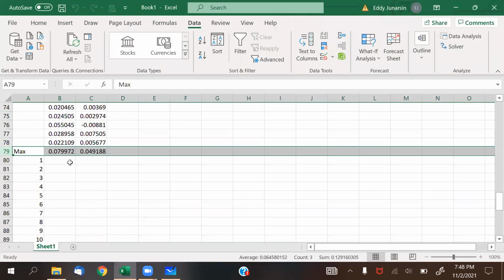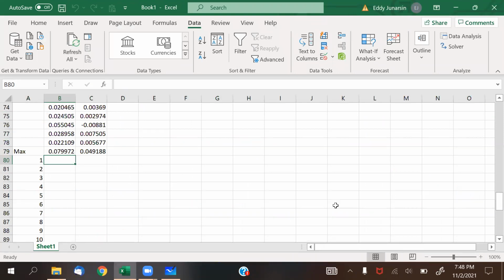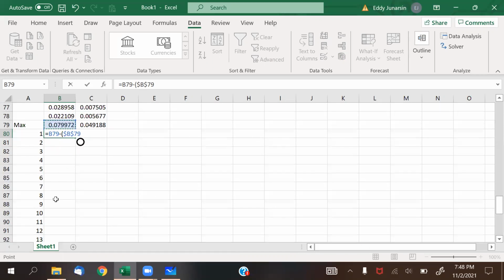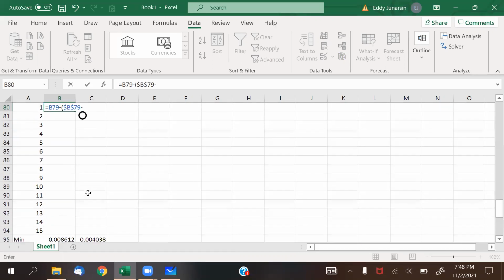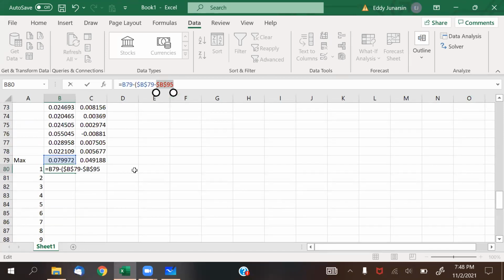How to do it? It's just mathematical logic. Like I can do it this way, let me think about it. Maybe the previous number minus the maximum value. But remember to lock it, okay? Because we're going to copy it down there. So the previous number minus the maximum number minus the minimum amount. Have to lock it. Okay, minimum amount. Yeah.